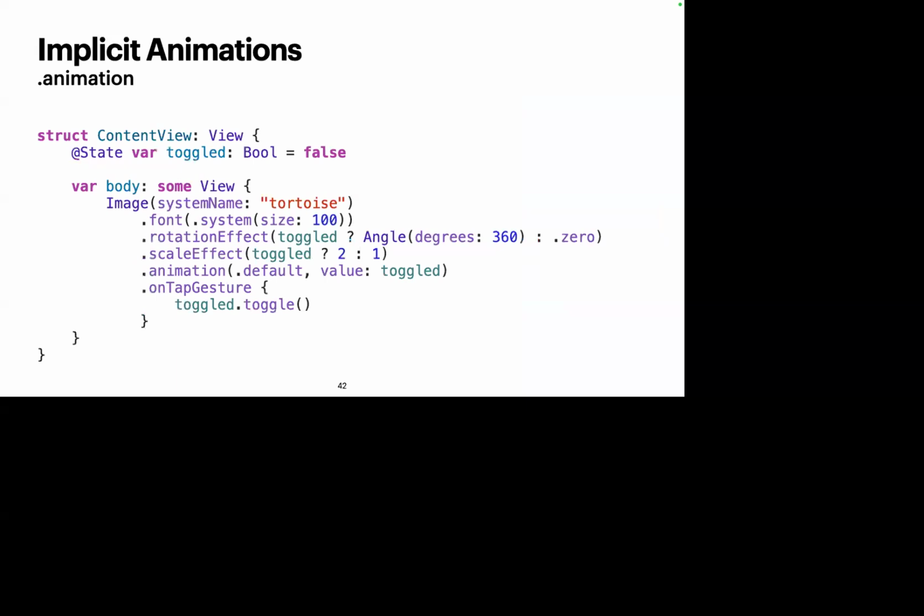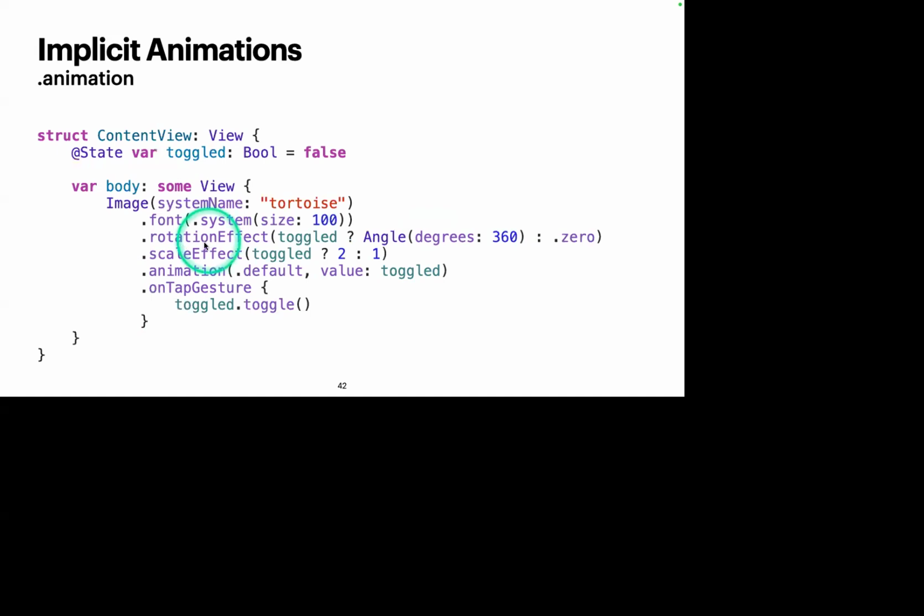So here is another example. We're keeping the implicit animation. We are keeping the scale effect, but here we're also adding a rotation effect. So the rotation effect view modifier allows you to rotate a view based on angles, and you can also specify the angle based on degrees and also radians. So if you need radians, you can do that as well. And also, this is a 2D rotation effect.